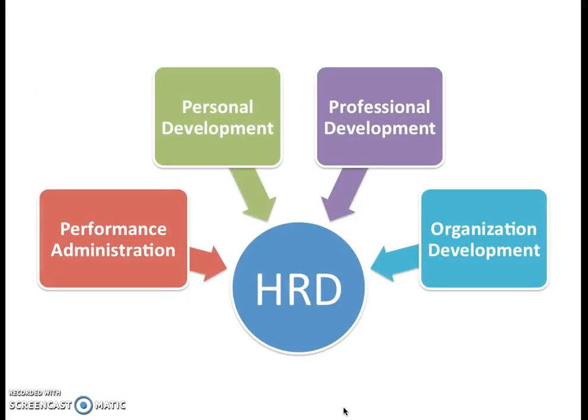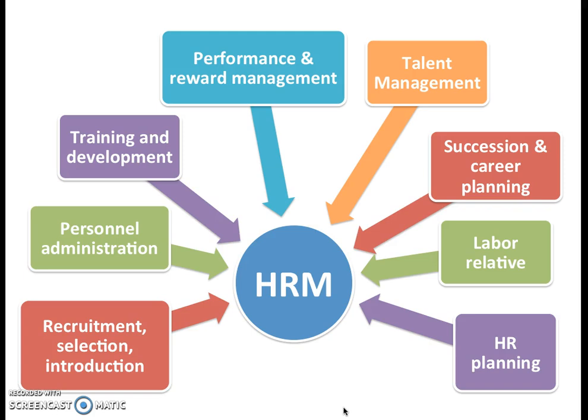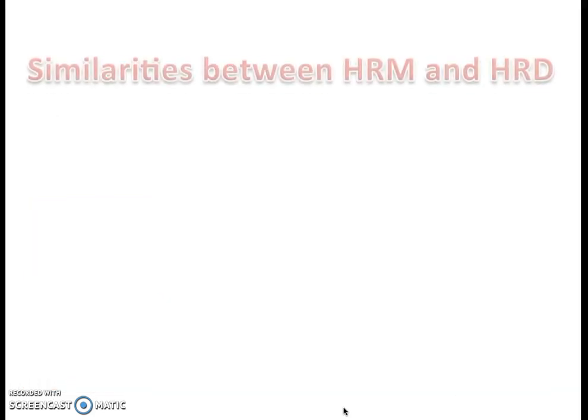So in here, with this diagram, you will be able to see the functions of HRD, which are performance administration, personal development, professional development, and organizational development. While HRM includes recruitment, selection, introduction, personnel administration, training and development, performance and reward management, talent management, succession and career planning, labor relations, and HR planning.